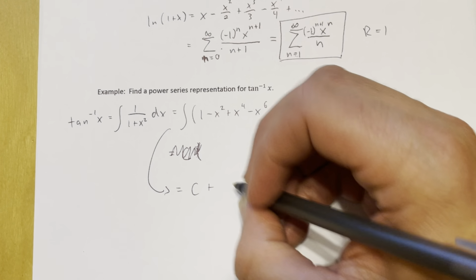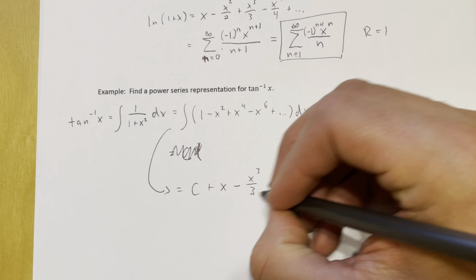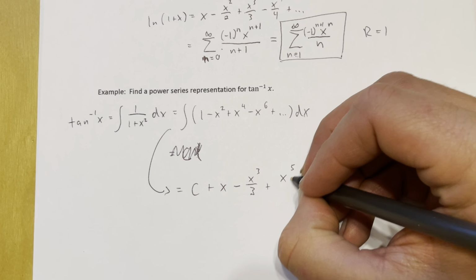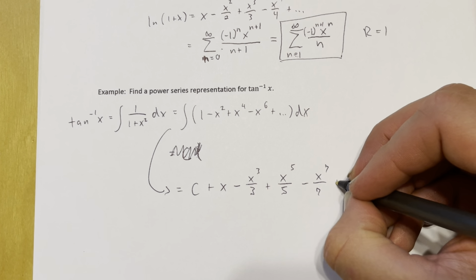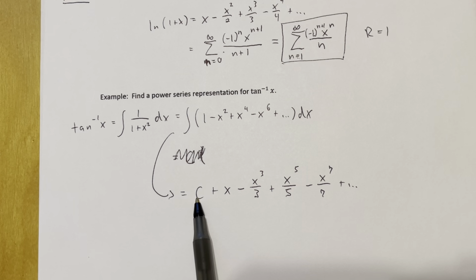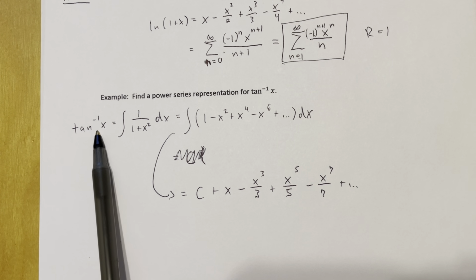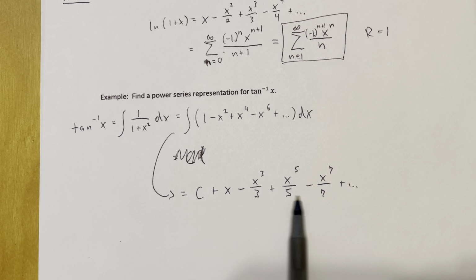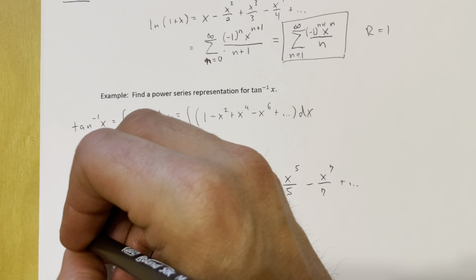equals c plus, I'm going to get x minus x cubed over 3 plus x to the 5th over 5 minus x to the 7th over 7, and so on and so forth. So now, just like in the previous example, I am going to want to figure out what c is equal to. So I can pick a value of x and plug it into the inverse tangent function, and then also plug it in over here and make sure that these two things come out equal to each other.